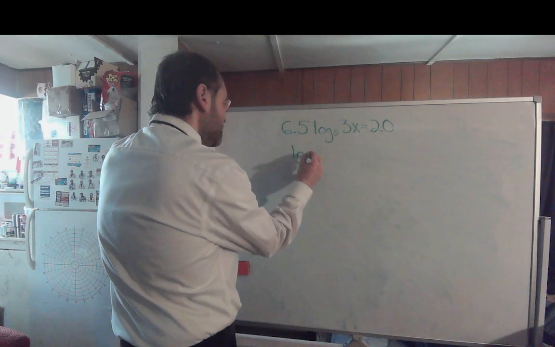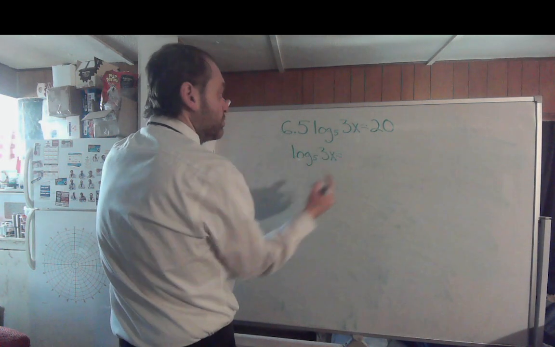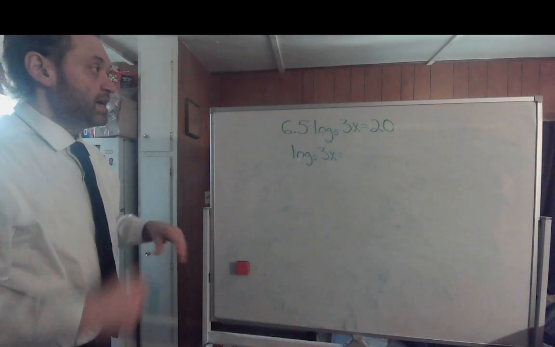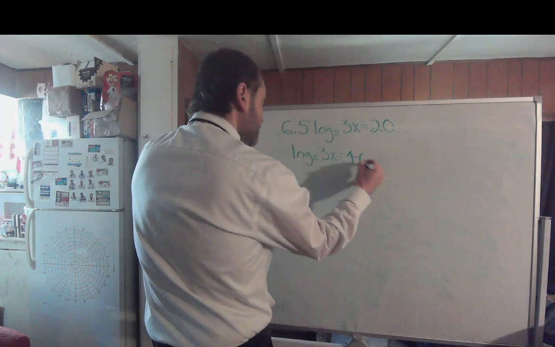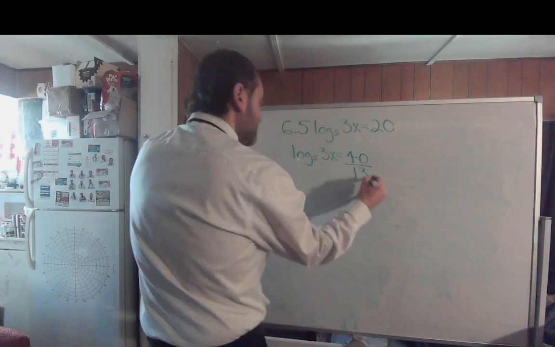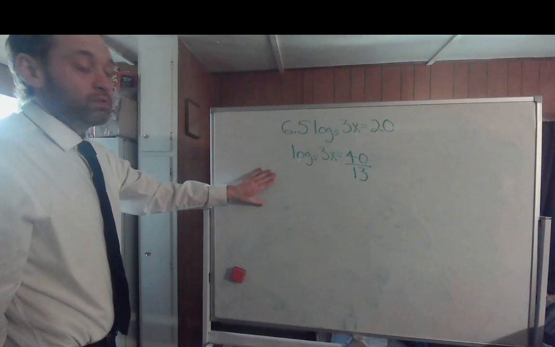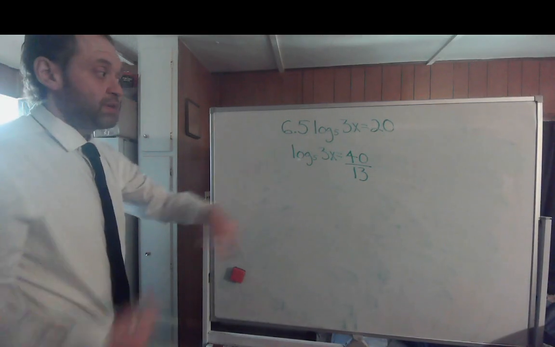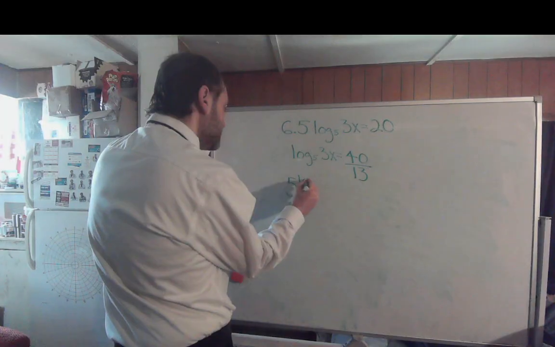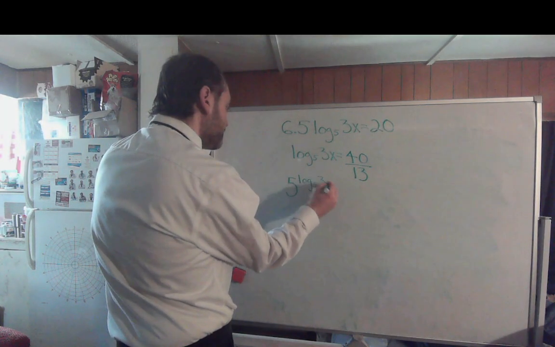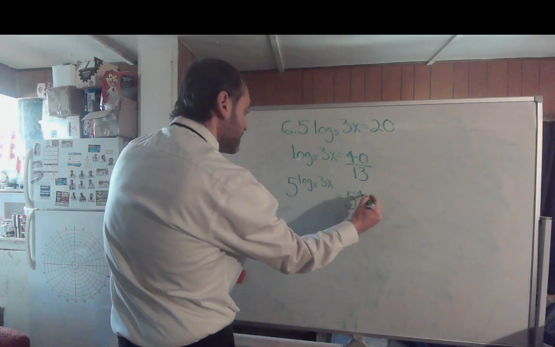So log base 5 of 3x is going to equal that 20 divided by 6.5, which is the same as 40 over 13. That's the exact same as 40 over 13. So now, to cancel out the log and get the 3x by itself, take 5 to the power of both sides. So 5 to the log base 5 of 3x is going to equal 5 to the 40/13.